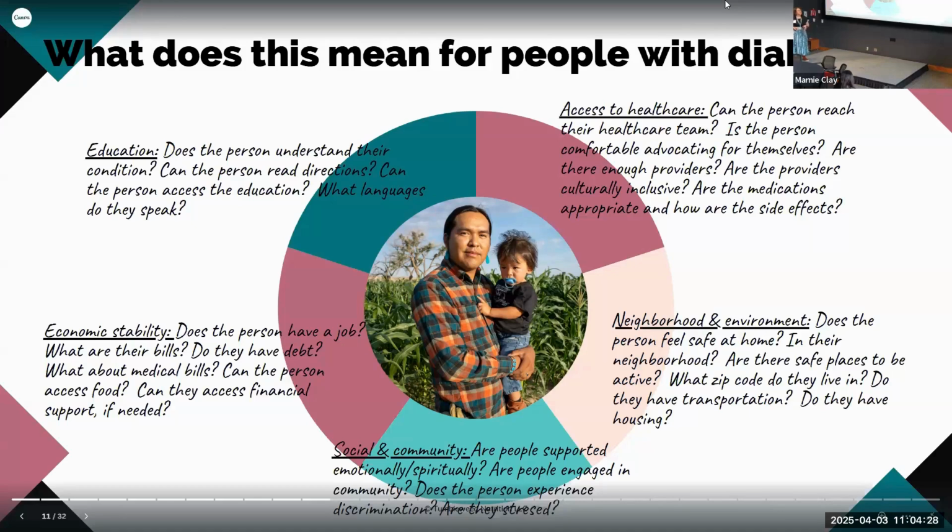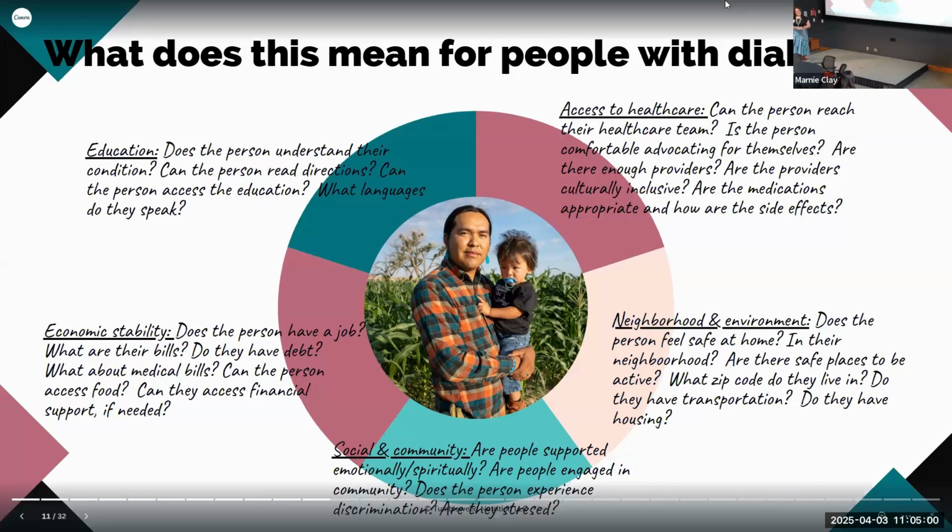When it comes to neighborhood and environment, asking, does the person feel safe at home? In their neighborhood, are there safe places to be active? What zip code do they live in? Do they have transportation? Do they have adequate housing? When it comes to social and community, are people supported emotionally, spiritually? Are they engaged in their community? Does the person experience discrimination? And are they stressed? Most of us are stressed, right? So that's like a yes for everyone.